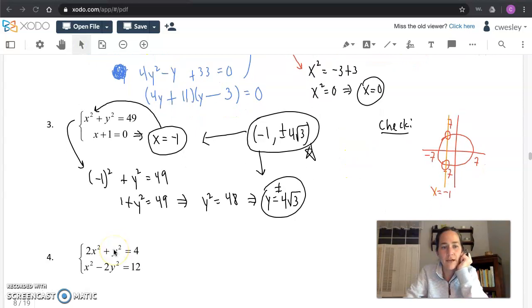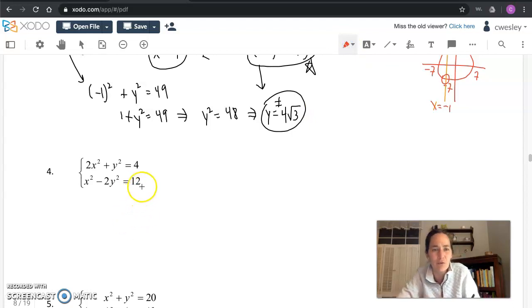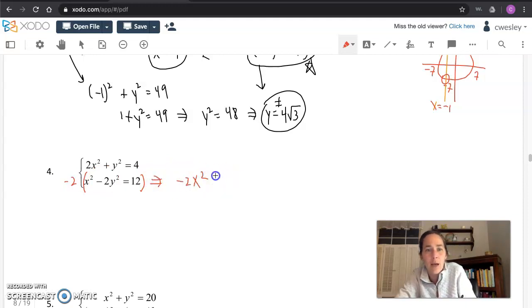I want to scroll down and take a look at number 4. All these are good, and all this is good practice with solving systems of conics, but I feel like substitution has helped us a lot with the others. And I'm looking at 4, the system of this ellipse with the hyperbola, and it wouldn't be too bad to eliminate either x squared or y squared. I'll say I want to get rid of x squared, so I'll have to just scale the bottom equation up by -2. So -2x squared plus 4y squared equals -24.